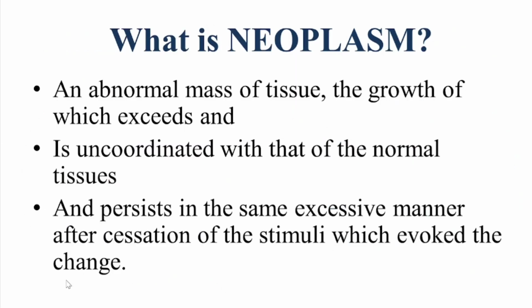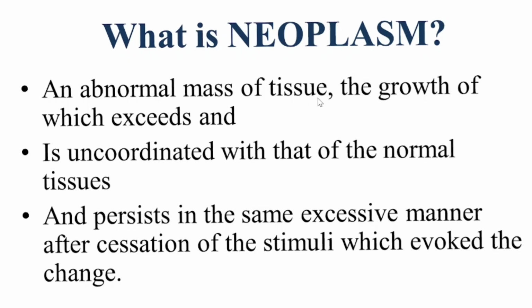It is important for us to know what a neoplasm exactly is before discussing the topic of carcinogenesis. Neoplasm is an abnormal mass of tissue, the growth of which exceeds and is uncoordinated with that of the normal tissues and persists in the same excessive manner even after cessation of the stimuli which evoke the change. So the neoplasm is an abnormal mass of tissue whose growth is more than that of the normal tissue, and the growth persists even after the removal of a stimulus.